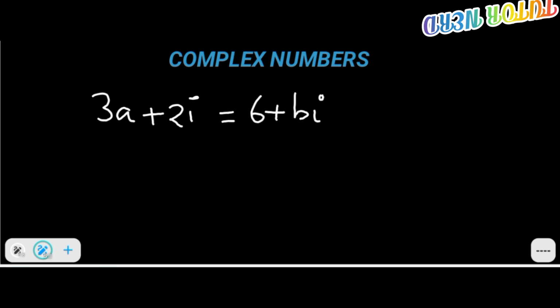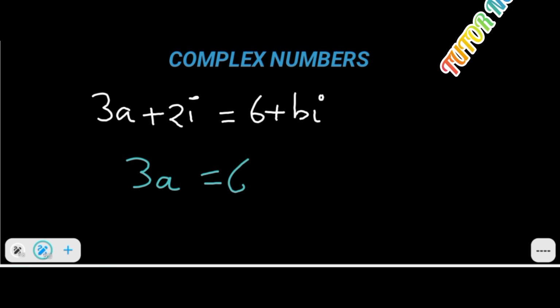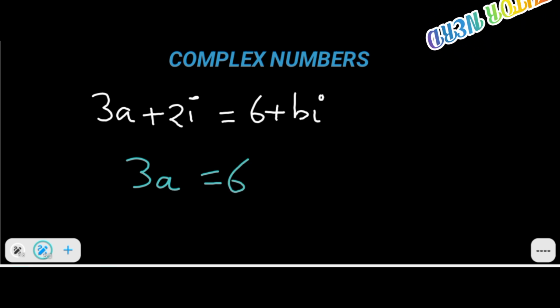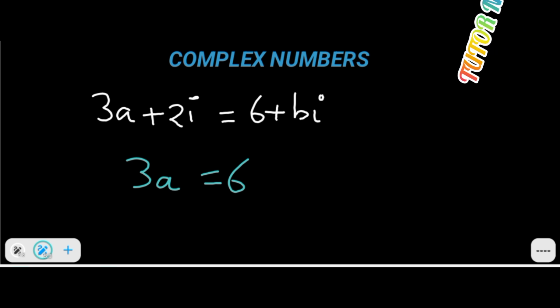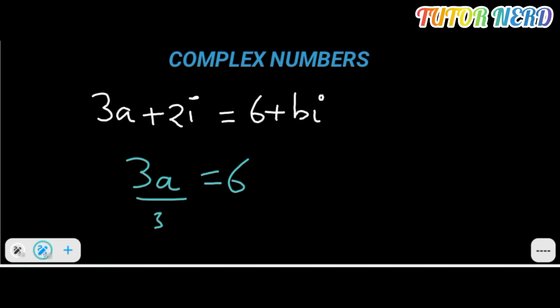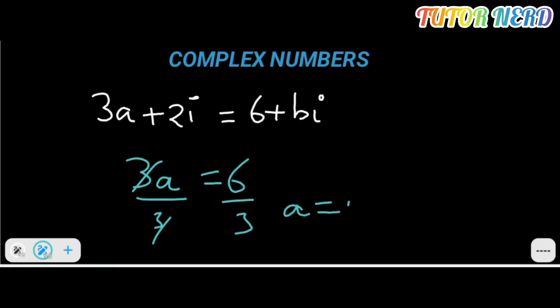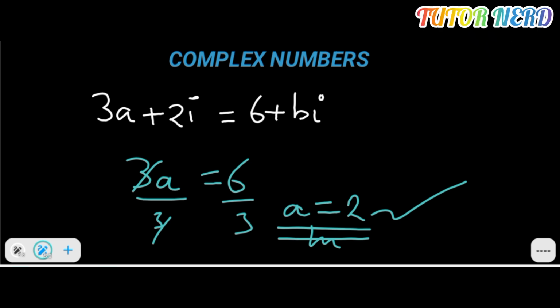So we are saying that 3a is equivalent to which one? Is equivalent to 6. Why? Because 6 here doesn't have what? Doesn't have an i, meaning it is a real number. So here, very simple, we just apply simple algebra. We divide by 3, even here by 3, then we solve for a, meaning a will be equal to what? Will be equal to 2. And of course, that is our answer. That is our answer for part A, the value of a.